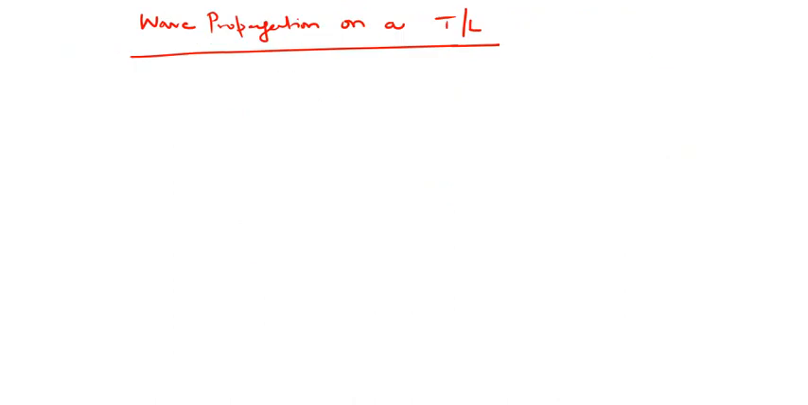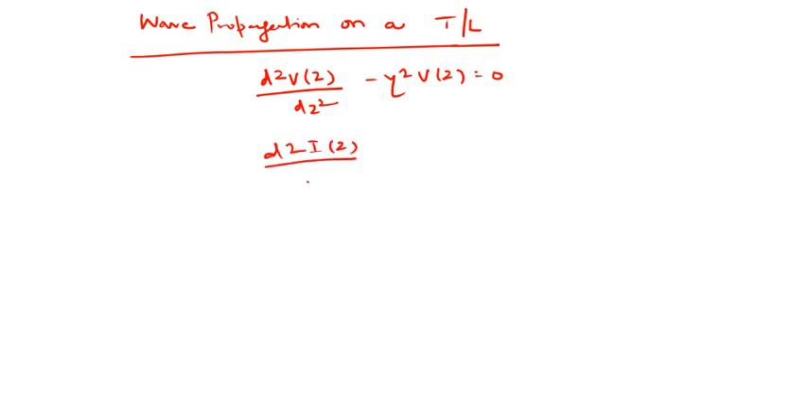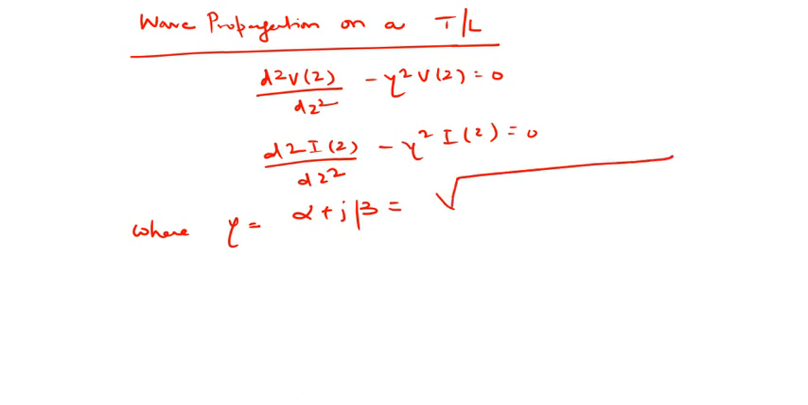So these two equations are written as d square V(z) divided by dz square minus gamma square V(z) is equal to 0, and d square I(z) divided by dz square minus gamma square I(z) is equal to 0, where gamma is equal to alpha plus j beta, that is simply the propagation constant, and it is equal to under root (R plus j omega L)(G plus j omega C).